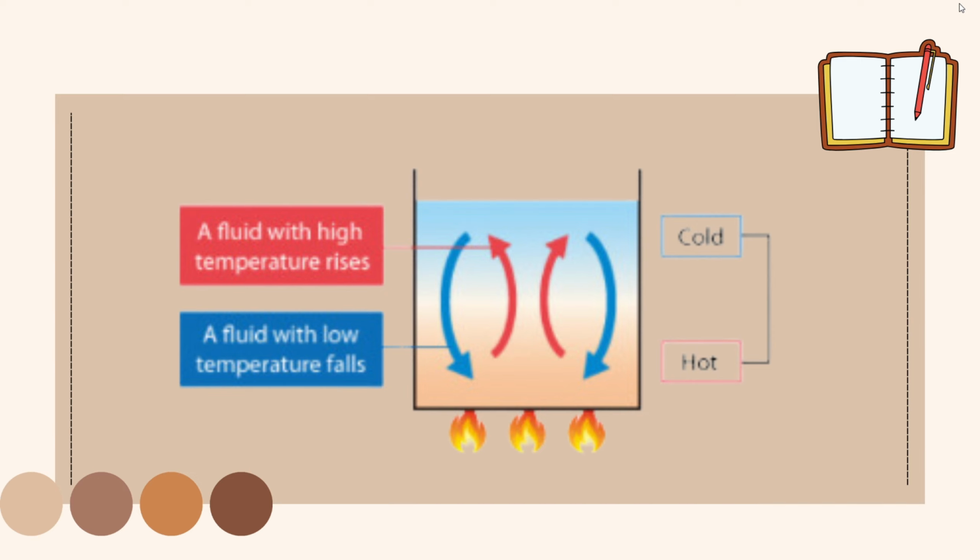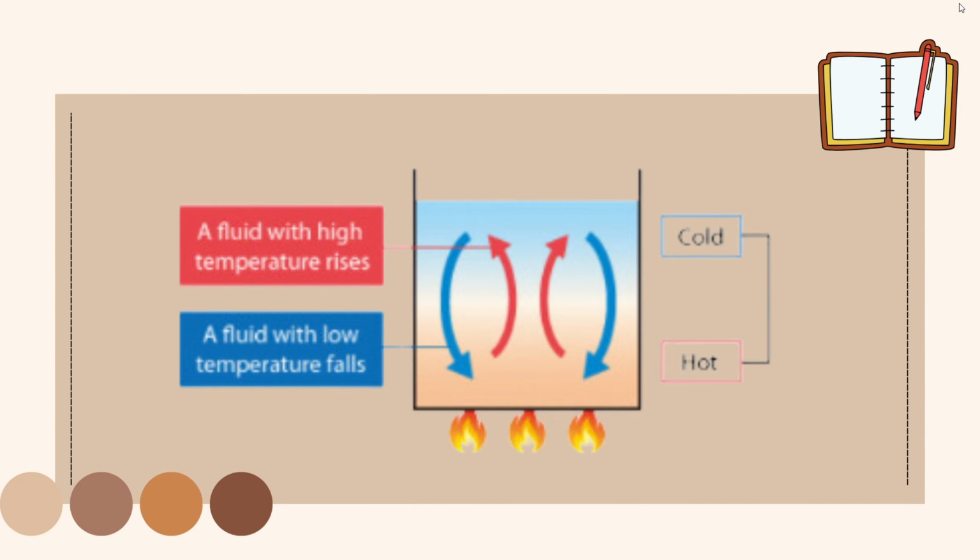Descending cool water simultaneously: cooler water from the top of the container moves down to replace the rising warm water. This cooler water is then heated by conduction at the bottom. Continuing the cycle, the convective currents created by this movement result in a continuous circulation of water within the container, significantly increasing the overall heat transfer efficiency.